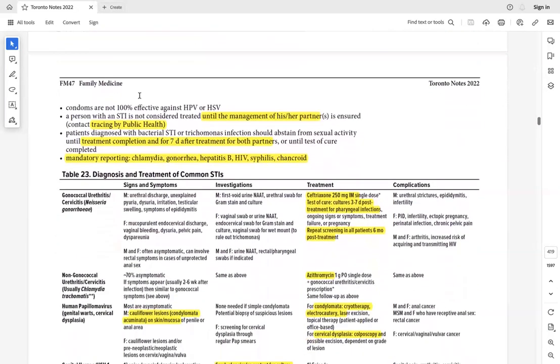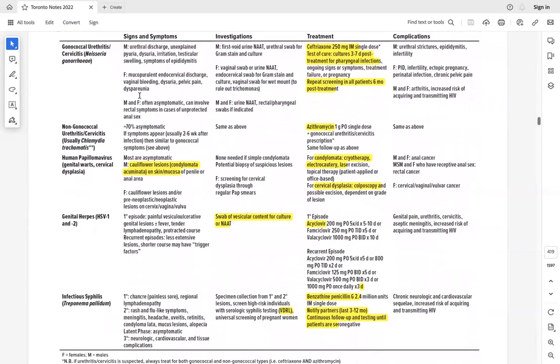So gonococcal urethritis or cervicitis, the most common cause is gonorrhea, the same in males and females. It will present as urethral discharge, pyuria, dysuria, irritation, testicular swelling; in females, mucopurulent discharge, dysuria, and pain. The diagnostic test is NAT, nucleic acid amplification test, for both male and female. Chlamydia also has the same presentation, and the test is the same.